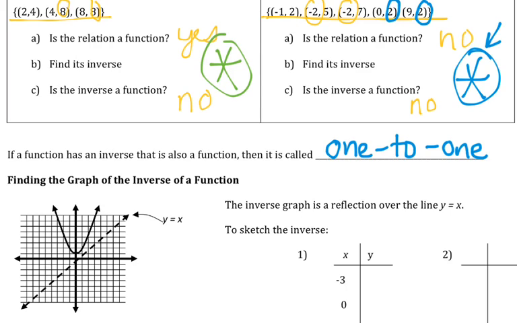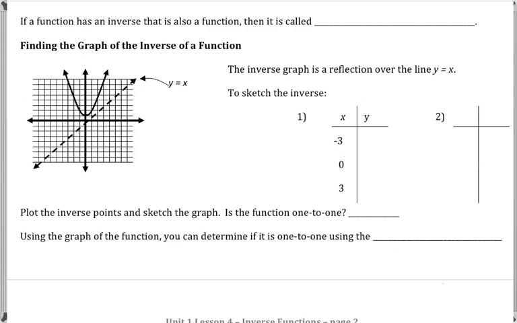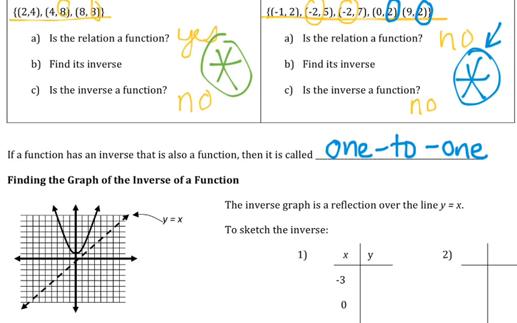It's not 1 to 1. The original was a function. The inverse is not. What about the second one with a pink star? Yes, because the original is a function and the inverse is also a function. And you guys already know the answer. Is that 1 to 1? Yes, good job. All right, so it's only 1 to 1 if both of them are functions.